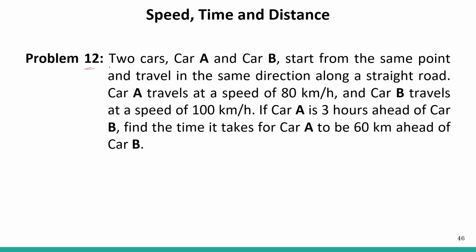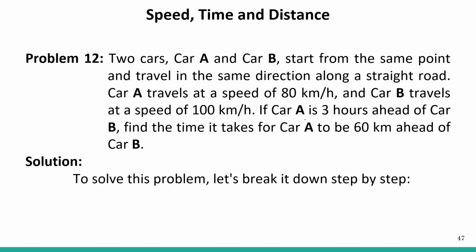So problem number 12. Two cars A and B start from the same point and travel in the same direction. Here, since they are traveling in the same direction, the relative speed will be negated, that is, subtracted from one another. Along a straight road, car A travels at a speed of 80 km per hour and car B travels at 100 km per hour. So the relative speed of A and B will be 100 minus 80, that is equal to 20 km per hour.